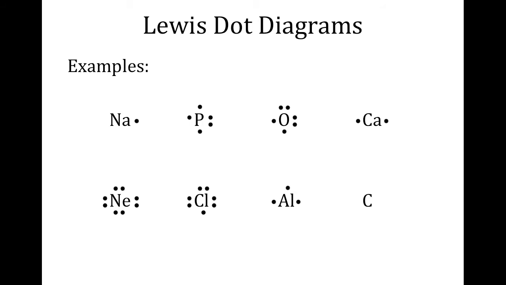Carbon is in the 4th group. It needs 4 electrons, so we just give them 1 on each side. 1, 2, 3, 4. Okay, your homework assignment does cover this. The front page of your homework asks you to complete these Lewis dot diagrams for different elements. It'll ask you how many valence electrons and to draw the Lewis dot diagram. Okay, moving on.